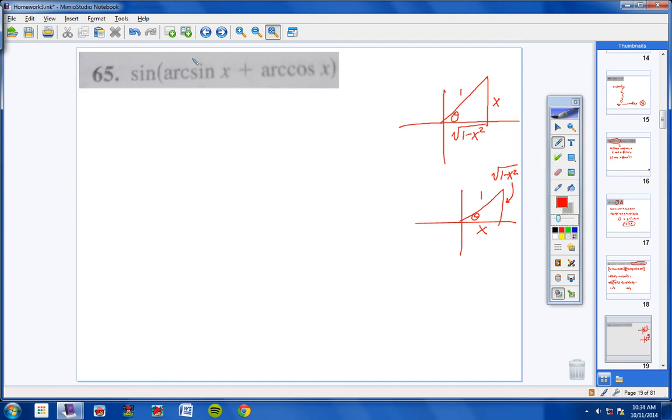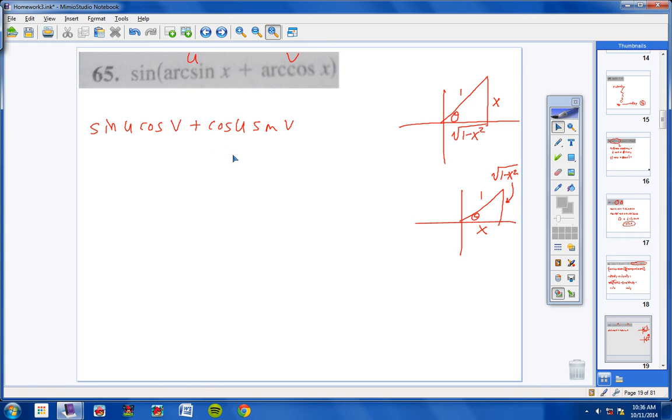Now, remember, look at this like it's your u, look at this like it's your v. You have sine of u plus v. Now, the sine of u plus v is sine cosine plus cosine sine. So we have sine of u cosine of v plus cosine of u sine of v. Okay, now let's be really careful as we figure this out.